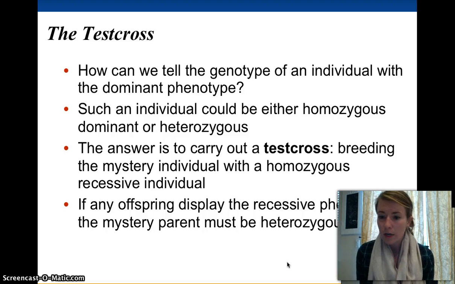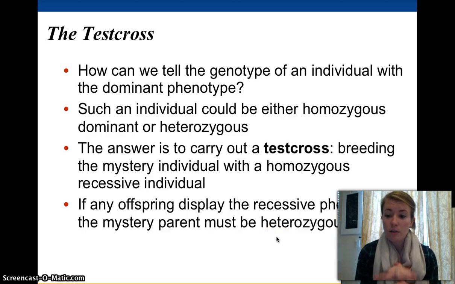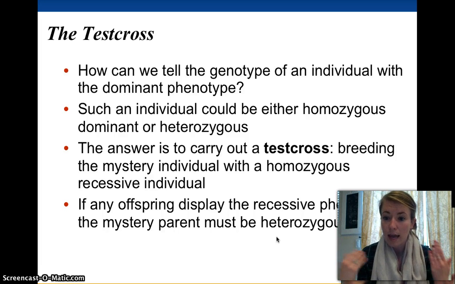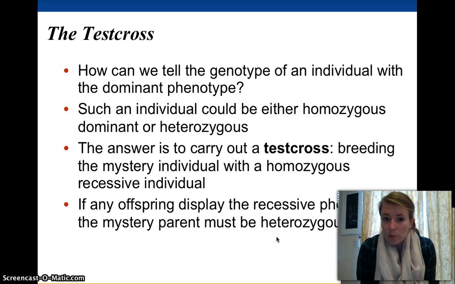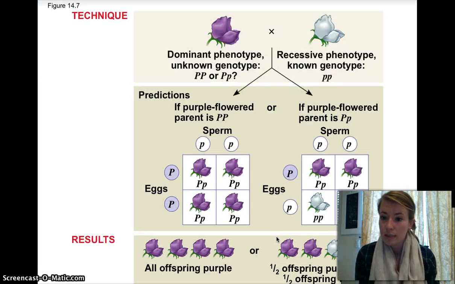If you have a purple flower, are you ever going to know if it's big P big P or big P little p? How could you know? The best way to do this is to perform a test cross. This means taking your unknown purple flower and crossing it with a true breeding homozygous recessive individual. You would take your purple flower that you don't know if it's homozygous dominant or heterozygous, and cross it with a white flower. Because you know that flower's genotype, it's going to be little p little p. And so you can tell by the offspring what the genotype of the parent is.